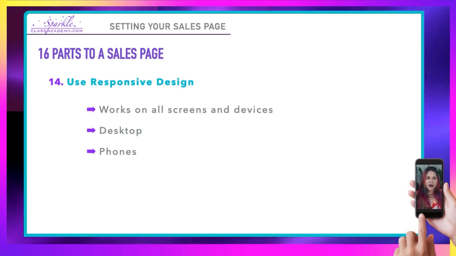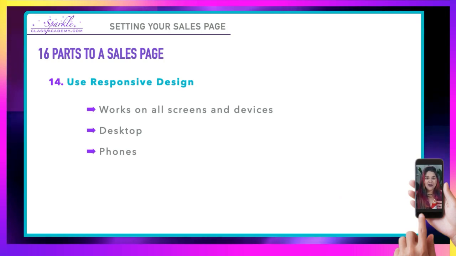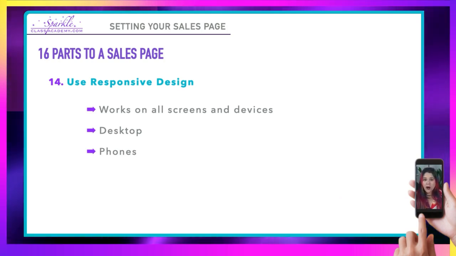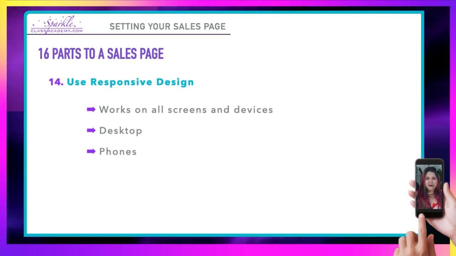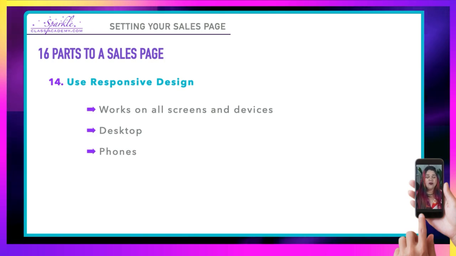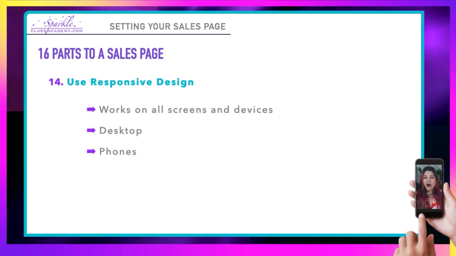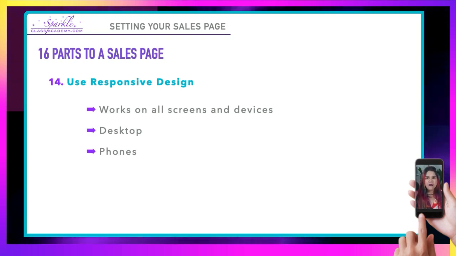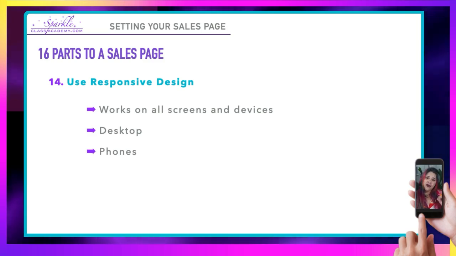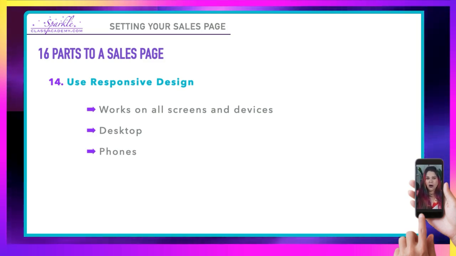It'll make sure that your page sizes look good, no matter what size screen the visitor is on. Now, Kajabi allows you to look at the differences between a desktop, a phone, and an iPad. And you should also have the ability to turn certain elements on or off.